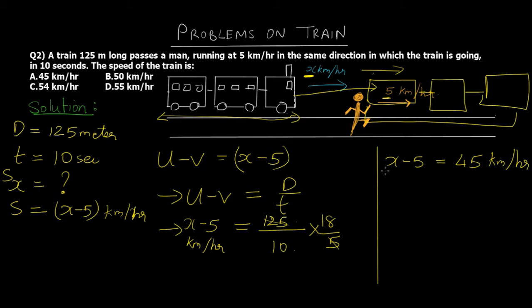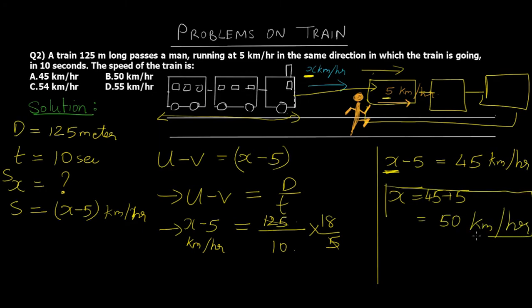But we want to find out the speed of the train. So x is equal to 45 plus 5, which is going to be 50 km per hour. So this is our final answer. So in the options we have option B as the final answer. So I hope you understood how to calculate relative speed, and then from that we can calculate the individual speeds of the different objects. So now let's move on to question number 3.